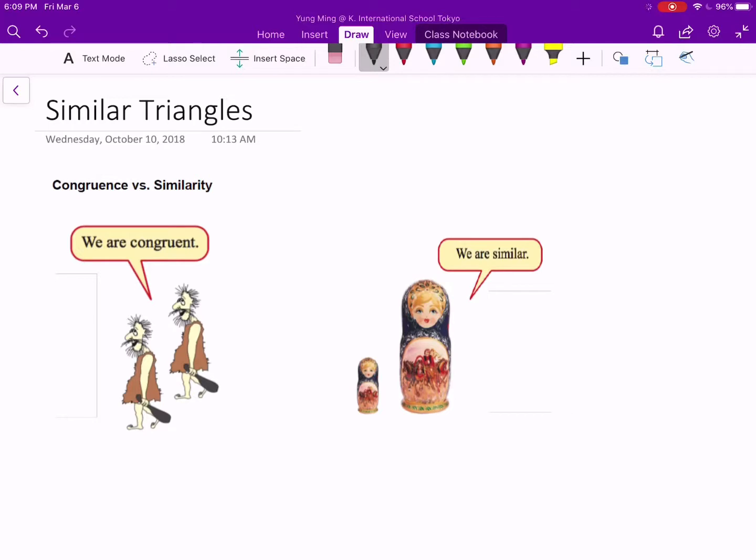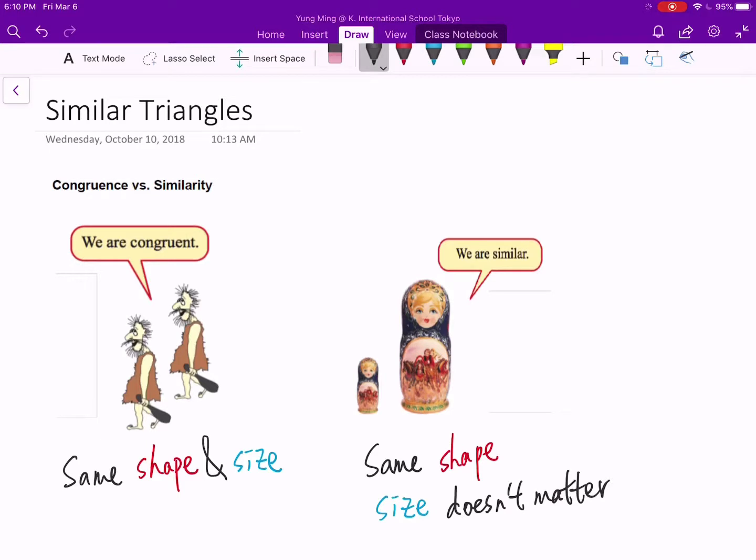Basically you can see that if you have two shapes congruent, they have to be the same shape and same size. Whereas if two things are similar, we only require same shape. The size actually doesn't matter. But just because it doesn't matter doesn't really mean that it cannot be the same, right? They can actually be exactly the same. We could have exactly the same shape, same size, and we can still call two shapes similar.